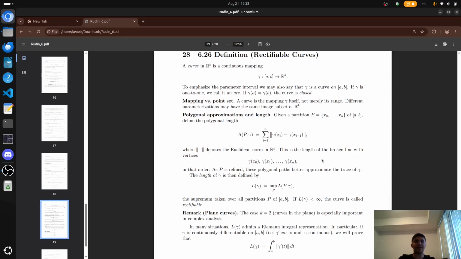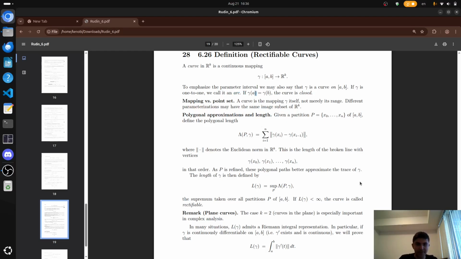Now we have rectifiable curves. Basically, you can have mappings from a segment AB into R^k, and we call this a curve. If it is 1-to-1, we call it an arc. And if the endpoints are equivalent, we say that the curve is closed, which is pretty self-explanatory.